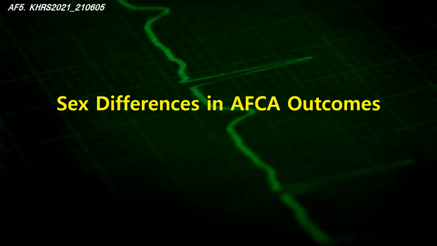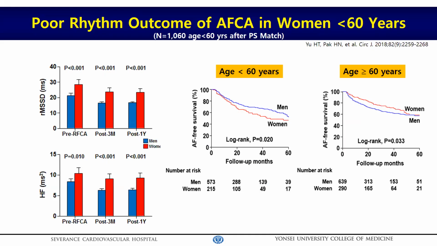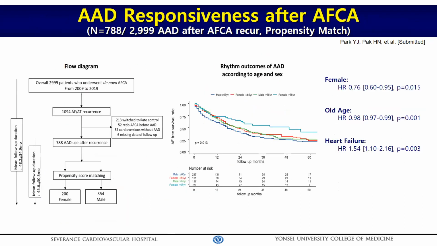Lastly, I would like to introduce several studies regarding sex differences. UITA previously reported that women younger than 60 years old show a worse rhythm outcome after de novo catheter ablation, and the mechanism is related to higher parasympathetic nerve activity among young ladies with AF, by analyzing heart rate variability. After AF recurrence, which patients respond to antiarrhythmic drugs better?